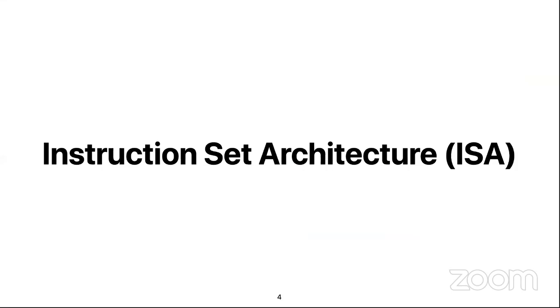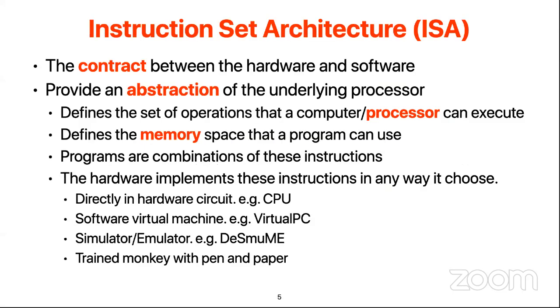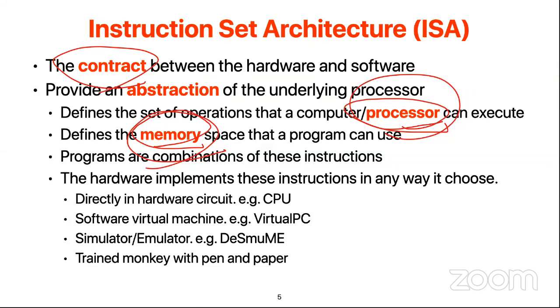Because the processor is made to execute instructions, the instruction set architecture is very important in a way that it gives the contract between the hardware and software. It abstracts the underlying processor by exposing the available operations that the processor can execute. And it also defines the memory space because, as we said, the von Neumann architecture is basically processor and memory. So that's what instruction set architecture would define.